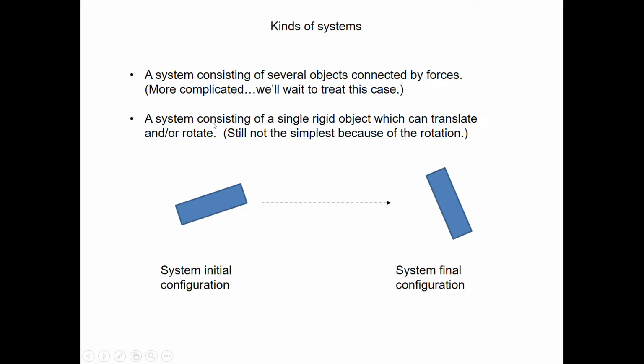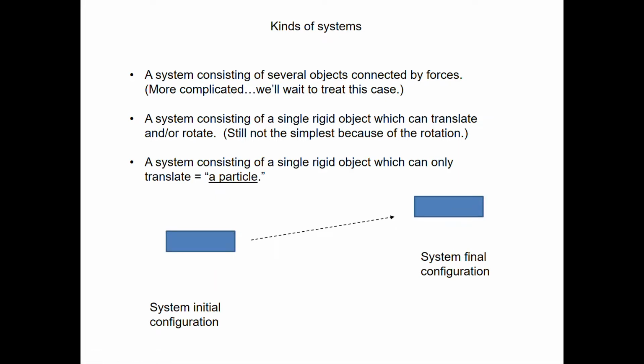Here is a system that consists of a single rigid object which can translate and/or rotate between the initial and the final configuration. That's still not the simplest because of the rotation, so we're going to back up a little bit more and imagine a system consisting of a single rigid object which can only translate. In other words, it doesn't rotate at all, it only moves without rotating. That's what translation means. Physicists sometimes call that kind of motion the motion of a particle.